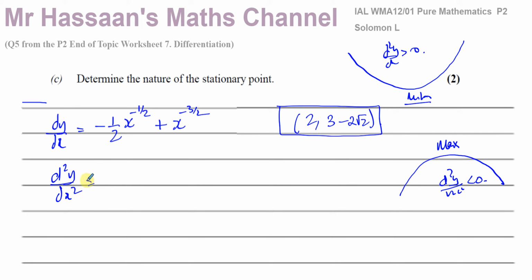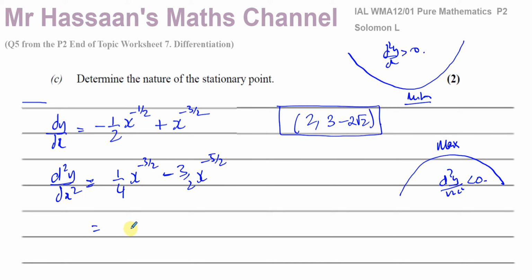So we've got to find what d squared y over dx squared is first. That means we have to differentiate the gradient function another time. So it's minus a half times minus a half, which is positive a quarter, x to the power of minus 3 over 2, and you're going to have minus 3 over 2 x to the power of minus 5 over 2. Take away a half from minus 3 over 2, you get minus 5 over 2.